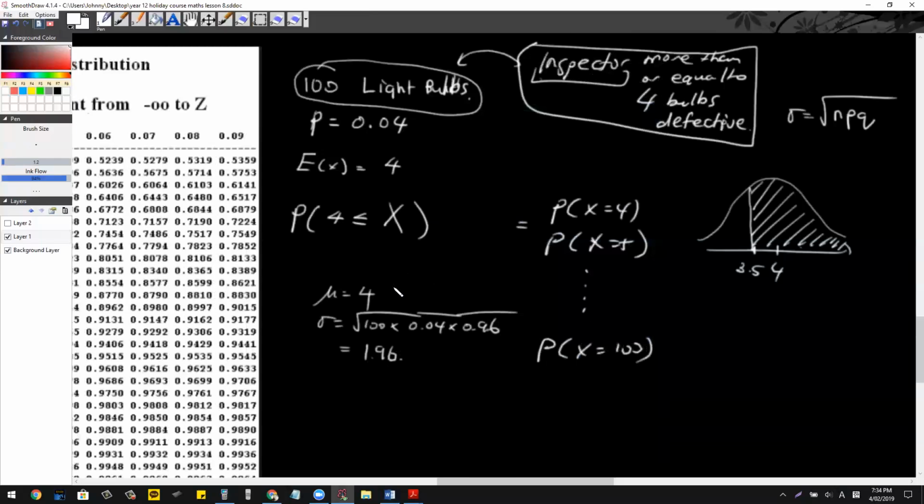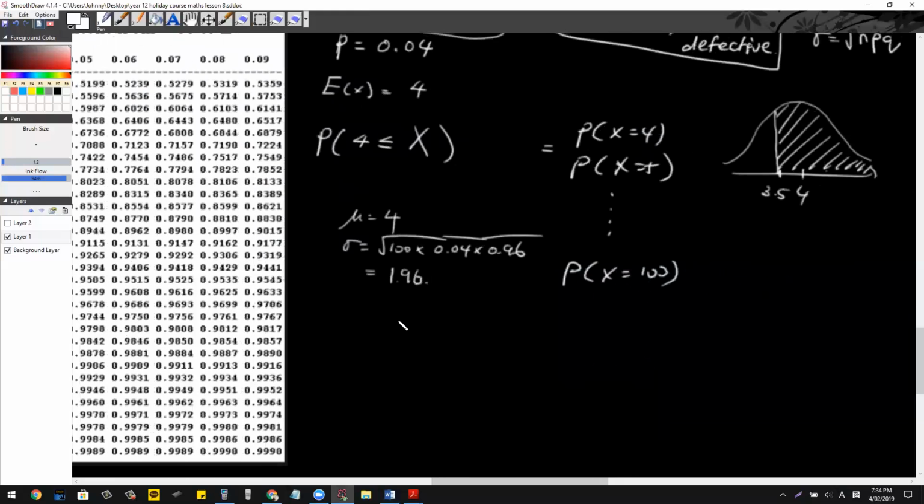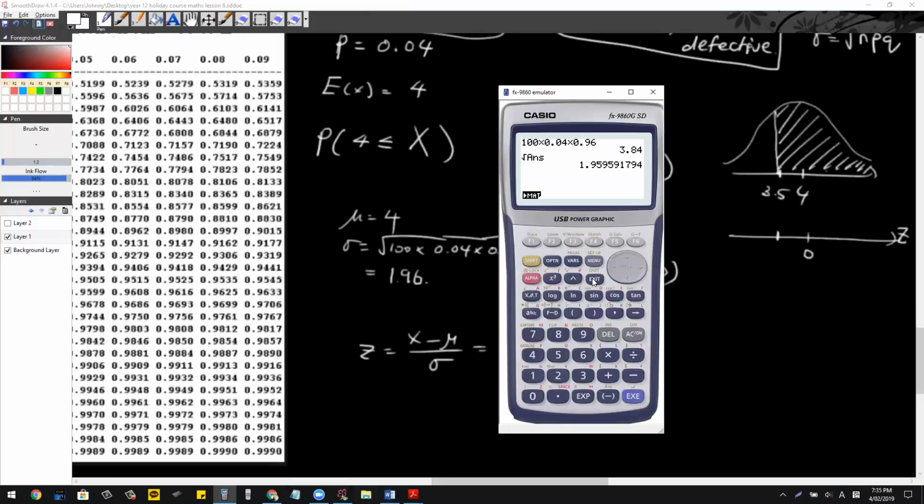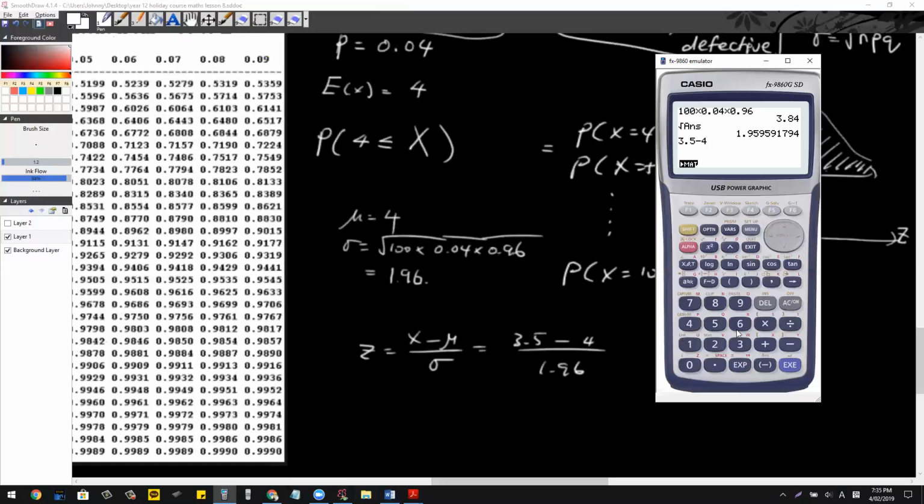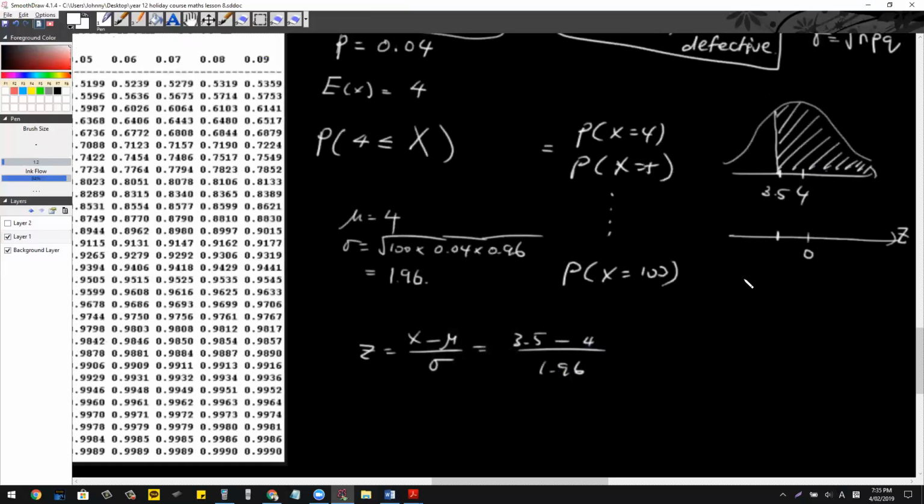Okay, so now let's figure out the z-score of this one here. So obviously, if you can translate this to z-score, you get 0. The z-score is x minus mu over sigma. Remember this? So that's 3.5 minus 4 over 1.96. Then you get negative 0.255.